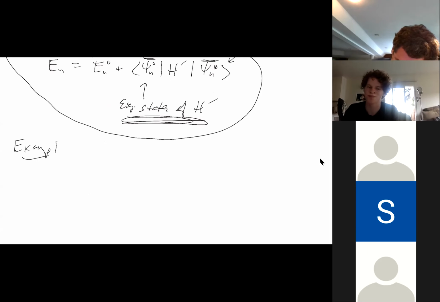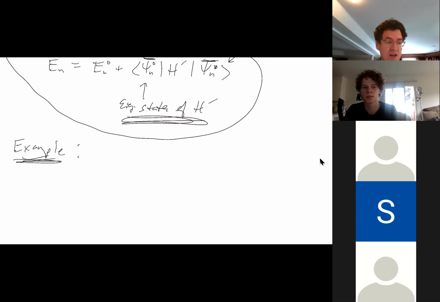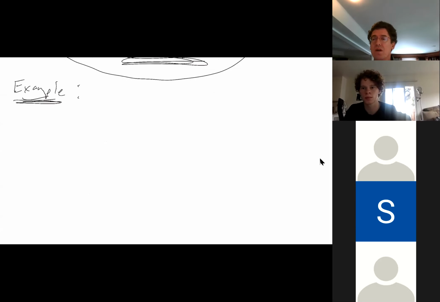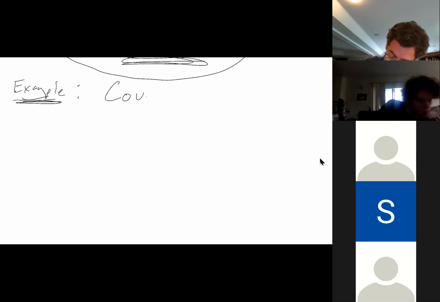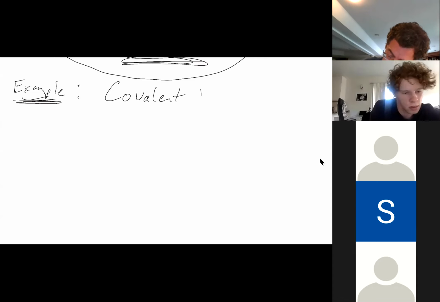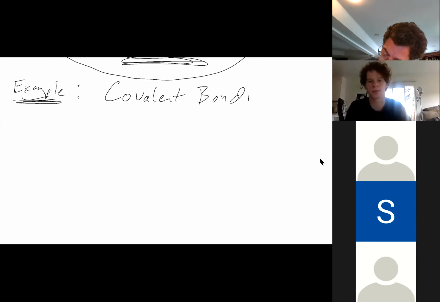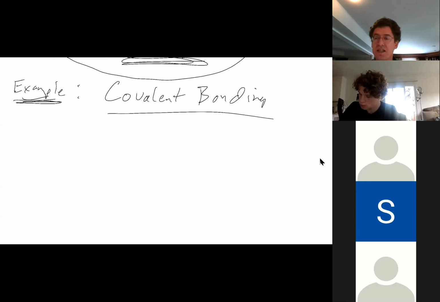Let's do an example. My favorite example of degenerate perturbation theory, and we're going to do many examples, including the fine structure of hydrogen, but first, my personal favorite, is covalent bonding. Because you can think of covalent bonding between atoms as an example of degenerate perturbation theory. It's a result from degenerate perturbation theory.